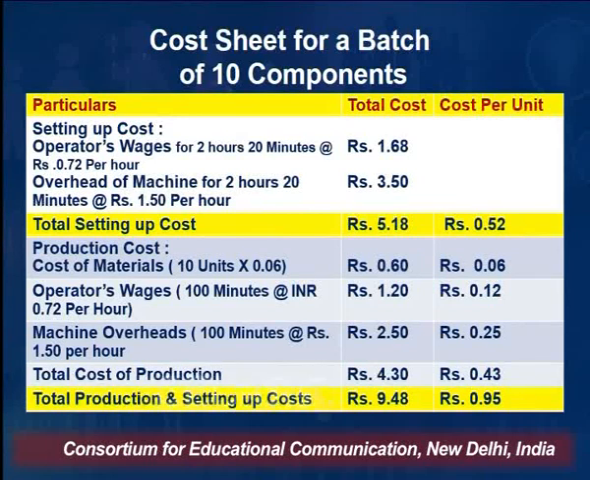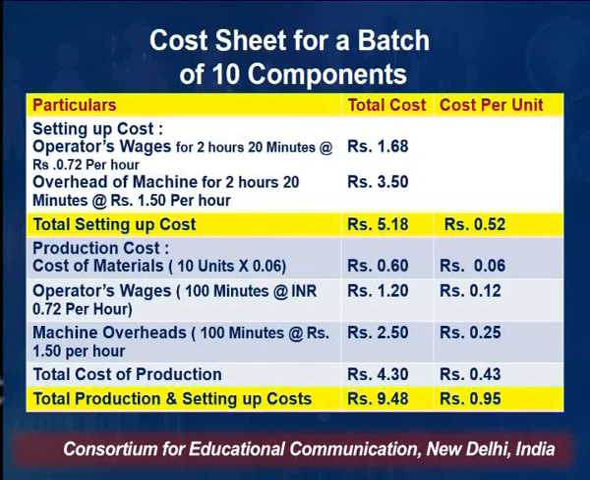So we shall be computing for 2 hours 20 minutes, and the cost of operator's wages comes to be rupees 1.68. So what we have done, we have simply converted our 2 hours 20 minutes in terms of minutes. 1 hour has 60 minutes, so 2 hours 20 minutes will have how many minutes? 140 minutes. So 120 plus 20, 140 minutes, and the cost of that comes to be 1 rupee and 68 paisa.